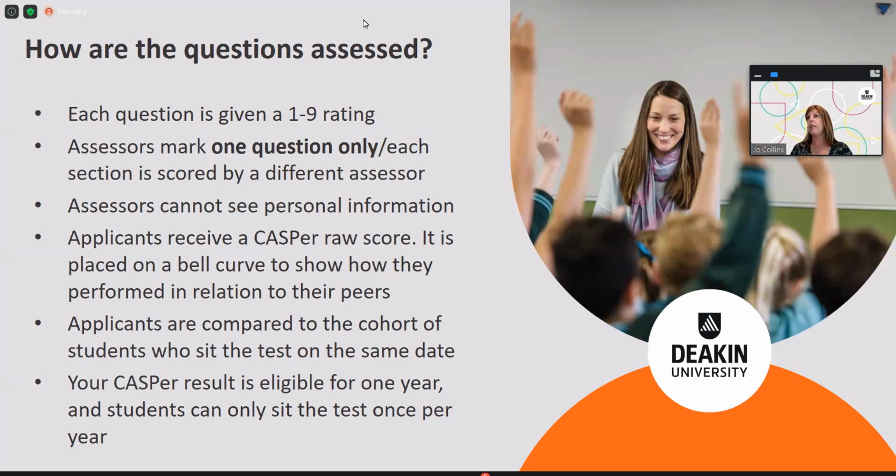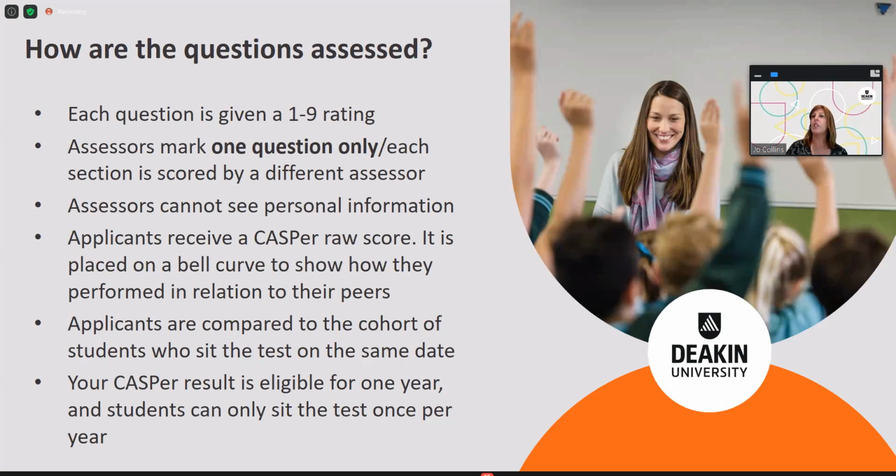So each question is given a 1 to 9 rating. Your response is sent to assessors. Question 1 will go to the same assessor, so that assessor will do all of question 1. The next assessor will do all of question 2. So you are rated amongst your peers. As I say, assessors mark 1 question only. Each section is scored by a different assessor. The assessors cannot see your personal information. They do not know who you are. They just see the response that you've provided, and they rate that response.